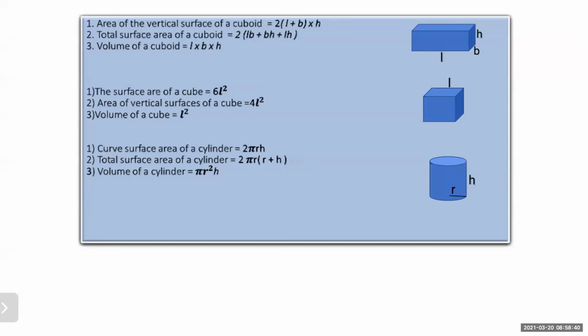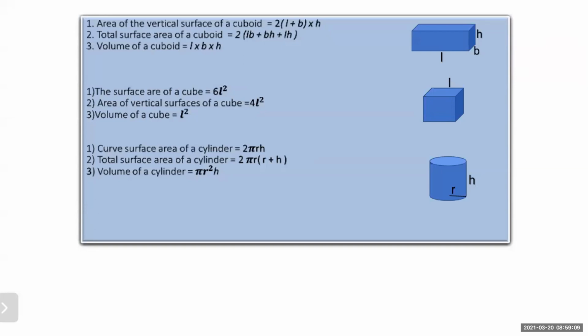L cube. Now the next is the cylinder. Cylinder, you are familiar with this. If you are writing with your pen or pencil right now, it is in the form of a cylinder. So the curved surface area of a cylinder is 2 pi r h. Okay, the total surface area of a cylinder is equal to 2 pi r into r plus h, and the volume of a cylinder is equal to pi r square h.